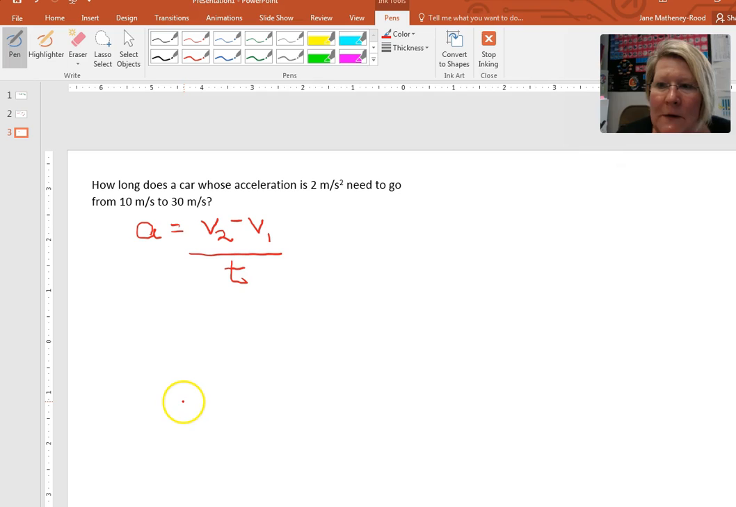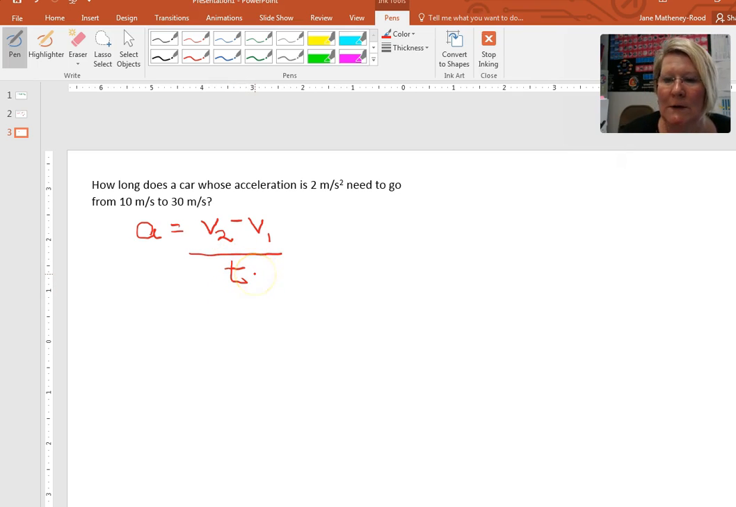Let's continue on with the next problem, which is an acceleration problem. And the formula for acceleration is equal to your final speed minus your initial speed divided by time. So it's a change in speed over time. This problem says, how long does a car whose acceleration is 2 meters per second squared need to go from 10 meters per second to 30 meters per second? So in other words, they're asking how much time is it going to take for that acceleration to occur?